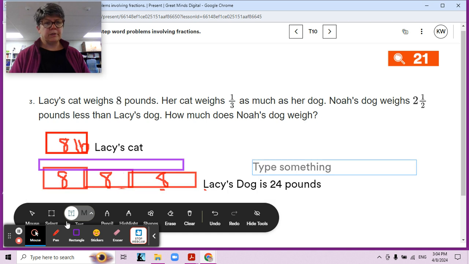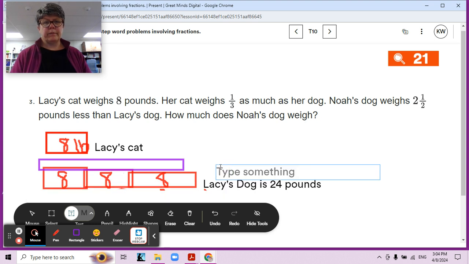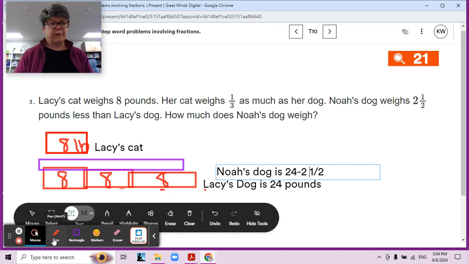And then we could just subtract. Uh-oh, what happened? Here we go. All right. Noah's dog is 24 minus 2.5. So we could just subtract that, and then we would know how much Noah's dog weighs. Isn't that amazing how it's really not as difficult as it feels like, right? So subtracting 2.5 from 24.